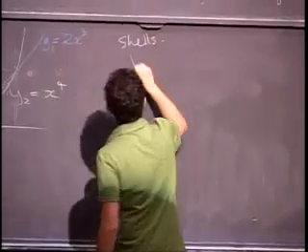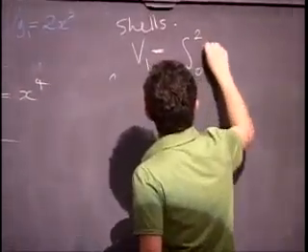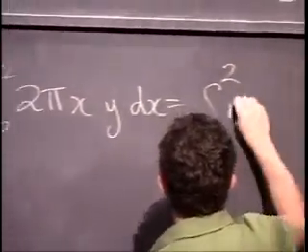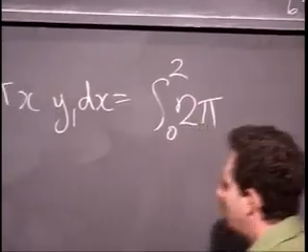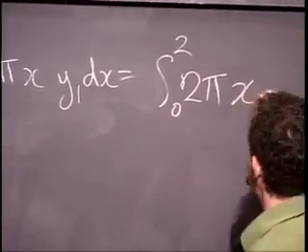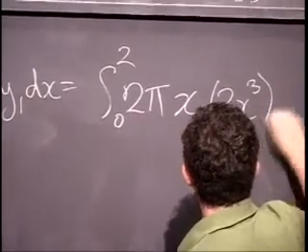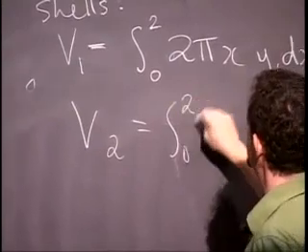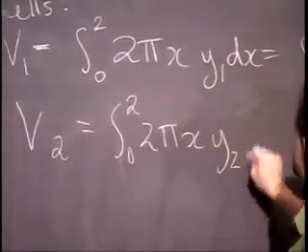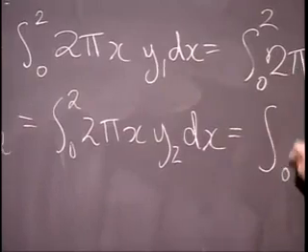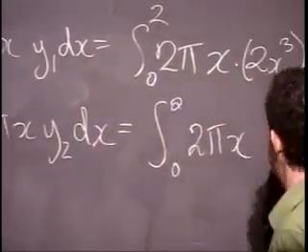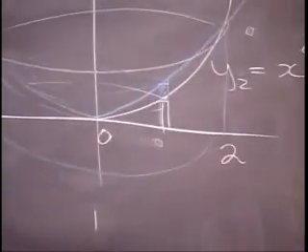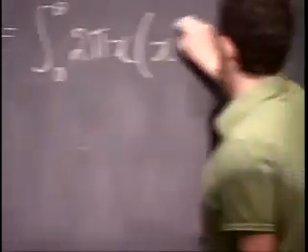So let's use shells, and we're going to set it up exactly the same way. Except this time, V1 is equal to the integral from 0 to 2 of 2 pi x y dx, which now I'm going to put y1, because that's the top one. So it's 2 pi x times 2x cubed dx. And V2, same formula, shells, 2 pi x. Oh, it's 0 to 2 as before. I should have marked that in on the diagram. x to the fourth. That's y2.